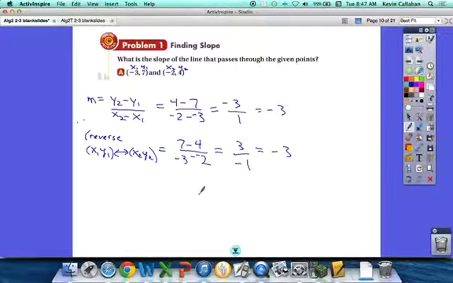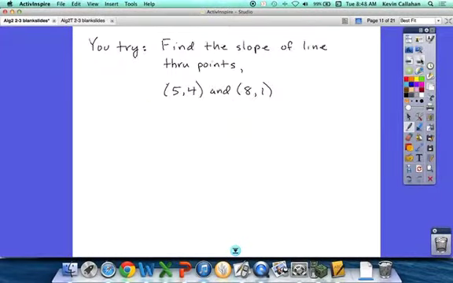So the one mistake you can make here is that you would do 7 minus 4 in the numerator and then do negative 2 minus negative 3 in the denominator. That would be the mistake. Then what would happen to your slope? It would be the opposite sign of what you meant it to be. Okay, try to find the slope between those two.